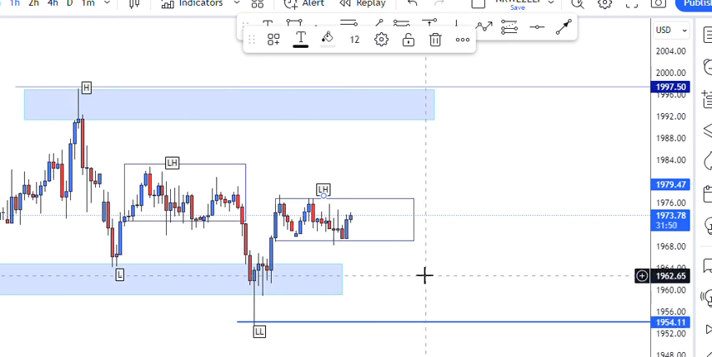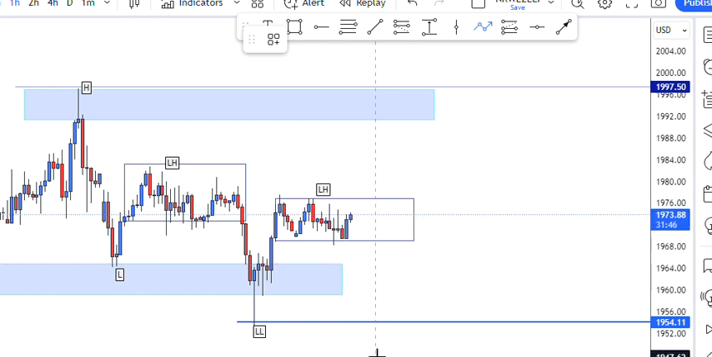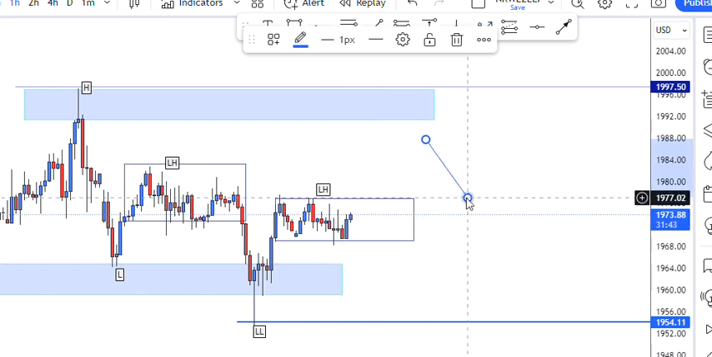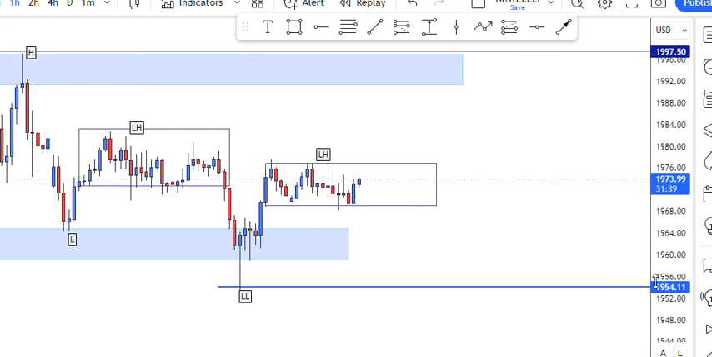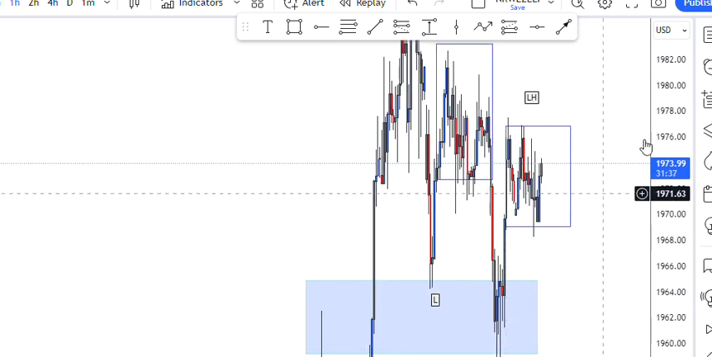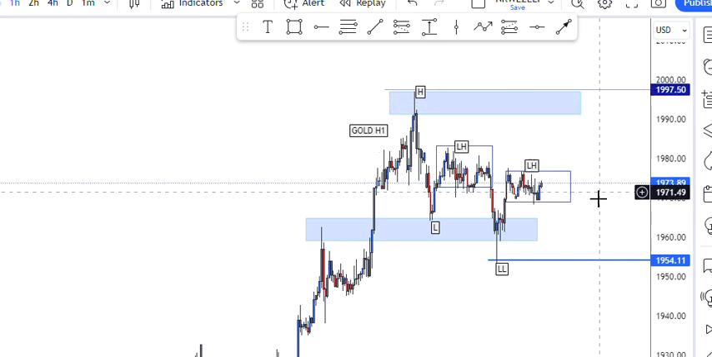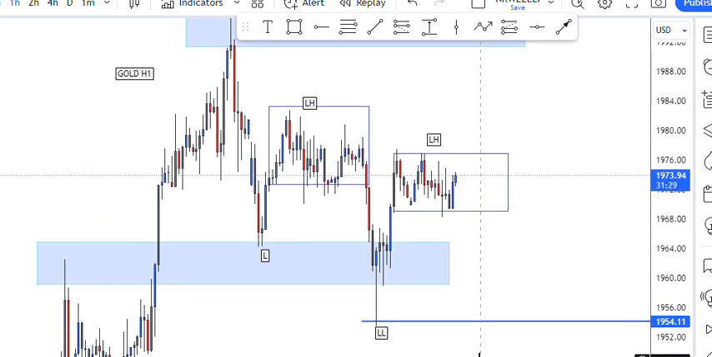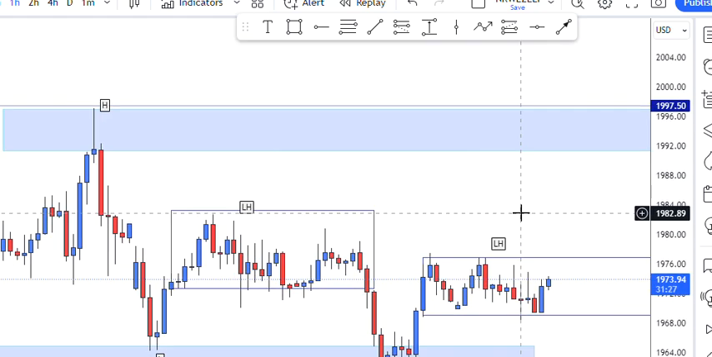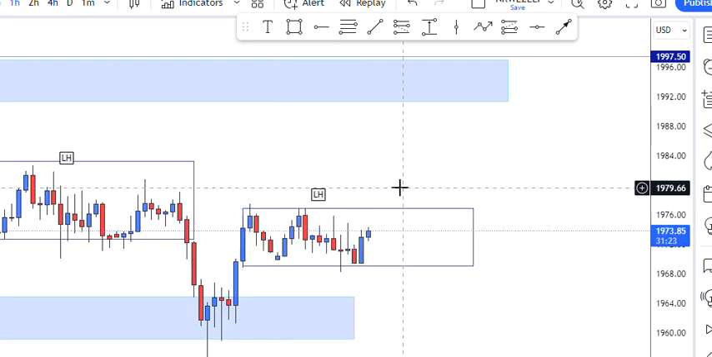I'll just be providing an update as it goes on, because I do believe, at least with the long-term momentum, I still believe that we will be able to reach this area and hopefully be able to get long-term positions on gold after these extreme highs have been broken. Let's just see how it goes, man. Let's just see how it goes.